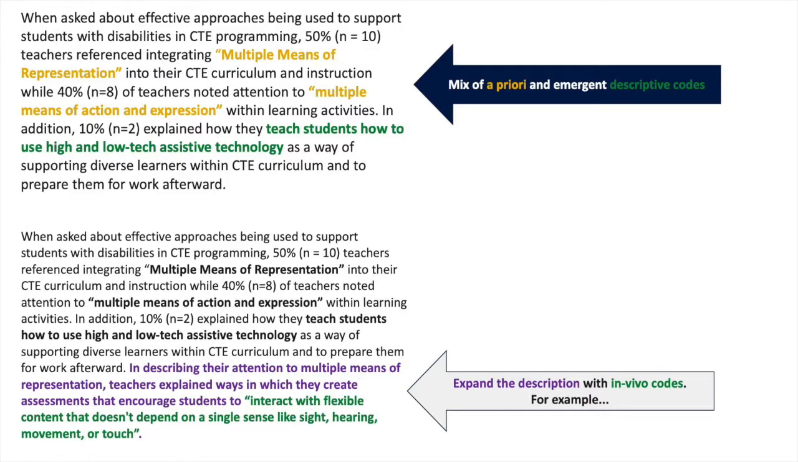So just to recap, we're starting off with giving our a priori codes, our quantified results for how often those codes were used, and then we are using a few emergent descriptive codes to explain additionally, above and beyond those literature-based codes, what other practices are happening. And then we're expanding our definitions of either those a priori or those descriptive codes with in-vivo codes. So if they're talking about using multiple means of representation, you're providing an inline quote about what that actually looks like. What are they doing?